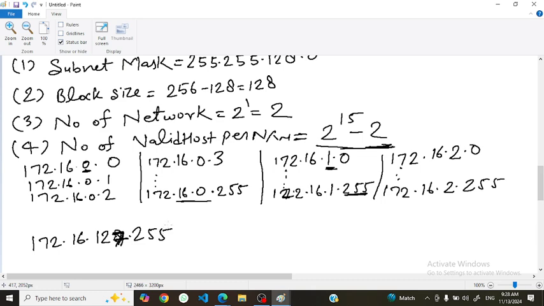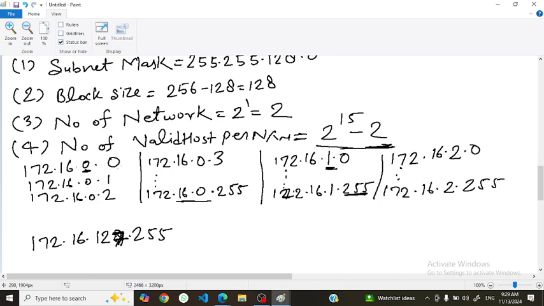Yeah. So block size means we have to check. You are directly calculating the number of hosts from here, 128 minus 2. This is not correct. This is the correct formula: number of valid hosts per network is 2 to the power 32 minus the CIDR value given in the question, minus 2. Okay.